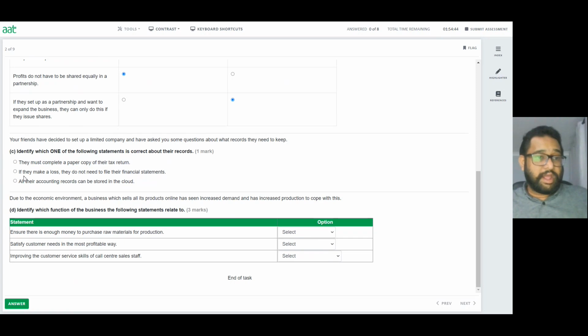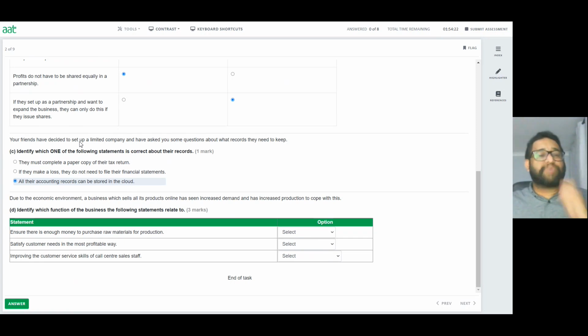That is certainly not right. If they make a loss, they don't need to file financial statements. Of course, whether you made a profit or loss, you still have to file your financial statements if you are set up as a limited company. But the last one says it can be stored on the cloud. Their accounts are absolutely fine there. So that is the third answer.